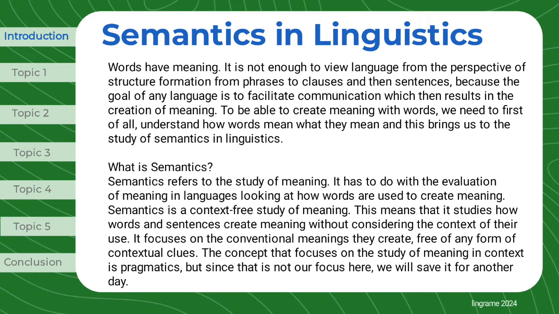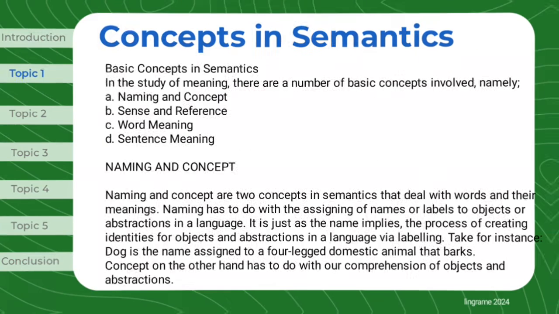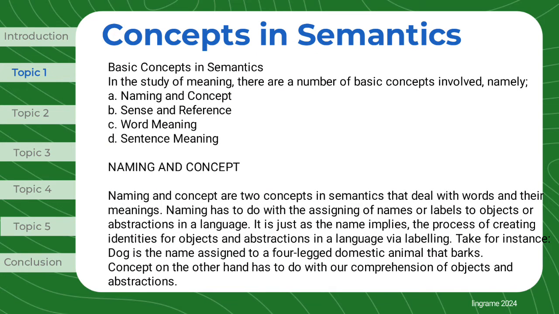The concept that focuses on the study of meaning in context is pragmatics, but since that is not our focus here, we will save it for another day. Basic concepts in semantics. In the study of meaning, there are a number of basic concepts involved, namely, naming and concept, sense and reference, word meaning, and sentence meaning.